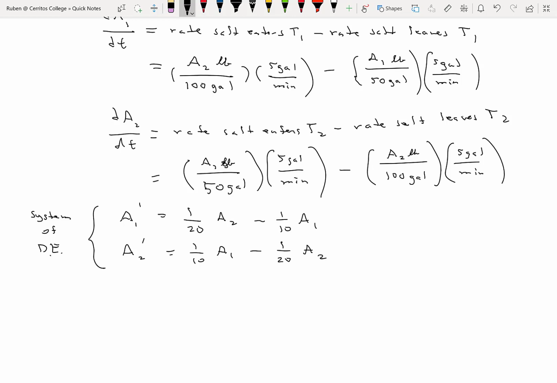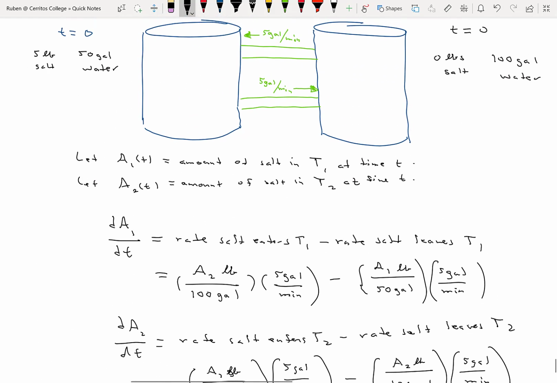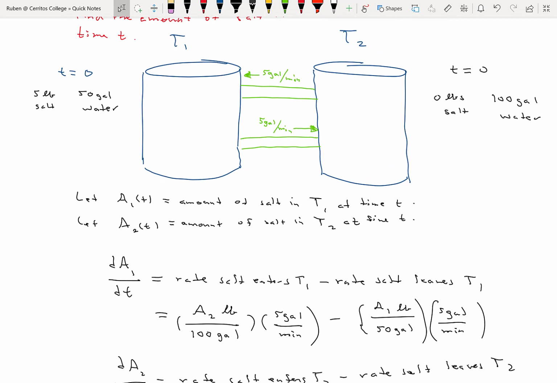Okay, well, we're going to need some initial conditions. So we're going to go back to the drawing. Look at T1. Initially, I have 5 pounds of salt dissolved in 50 gallons of water. So A1 of 0 is 5. And for T2, notice I had pure water initially. So the initial amount of salt in the tank, A2, at T equals 0, so A2 of 0 is 0. So there are our initial conditions.